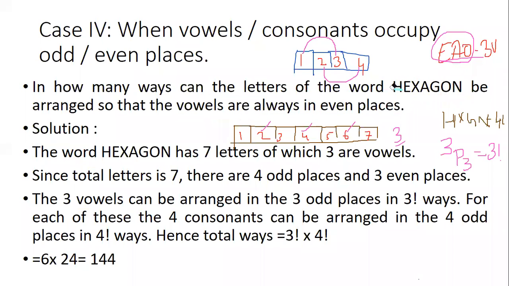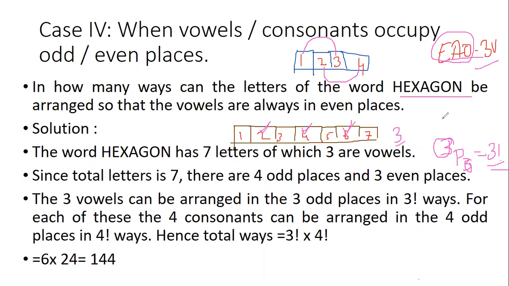I'll repeat it once again. Listen carefully. We have the word hexagon. In this, we have 3 vowels. They're asking us to find the number of ways where we can place these 3 vowels in the even places. In the 7-letter word hexagon, there are 3 even places, that is the 2nd, 4th, and 6th places. So I have 3 places and 3 letters, so I can arrange them in 3 factorial ways.